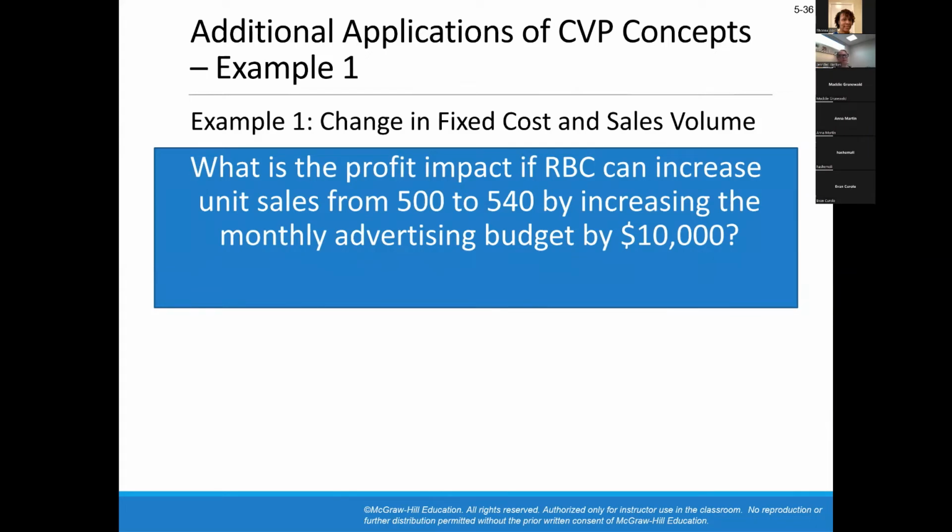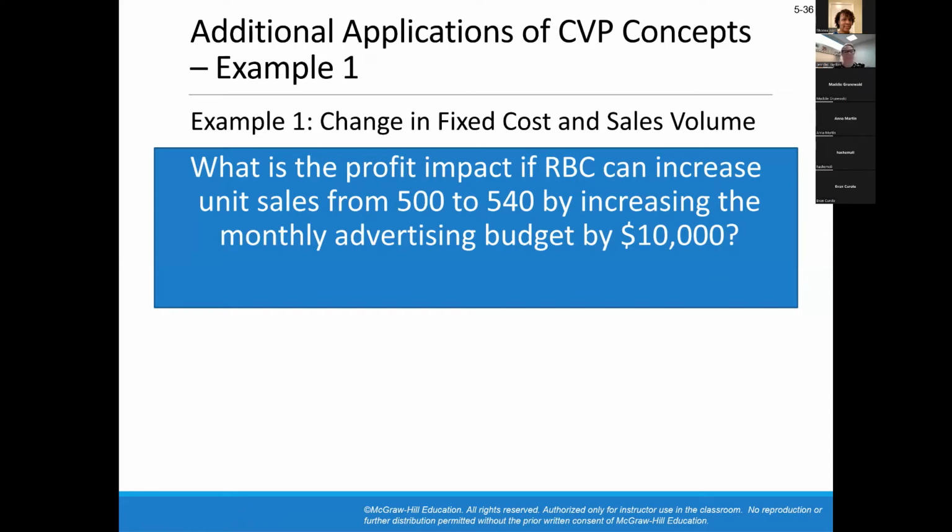All right, so we're going to look at some examples where we change a few things. We're going to change the fixed costs and the sales volume. What is the profit impact if they increase the sales units from 500 to 540 by increasing the monthly advertising budget by 10,000? That is part of your fixed expenses. So instead of 80,000 in fixed expense, we're now going to have 90,000.